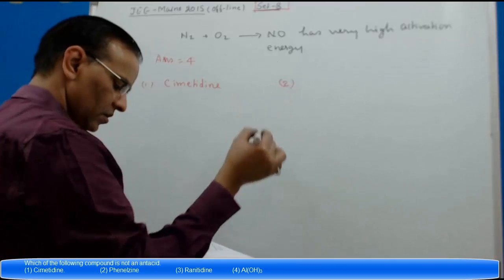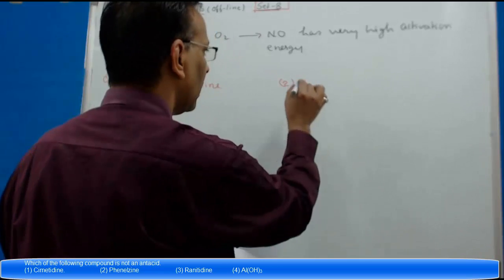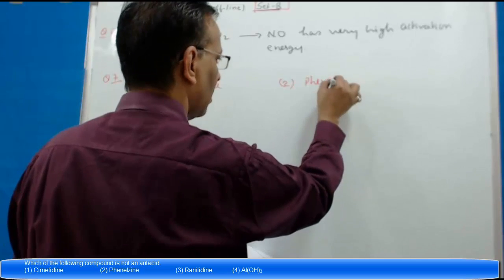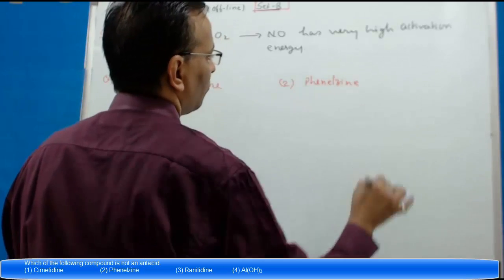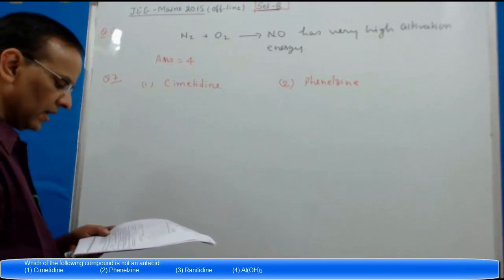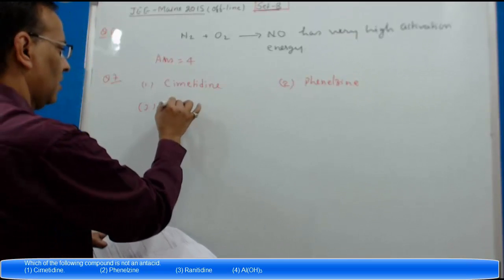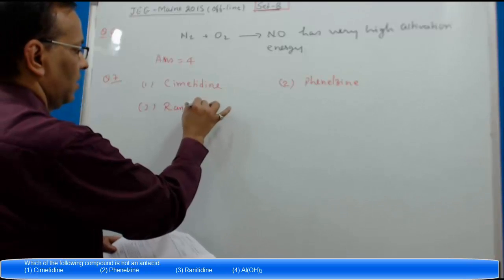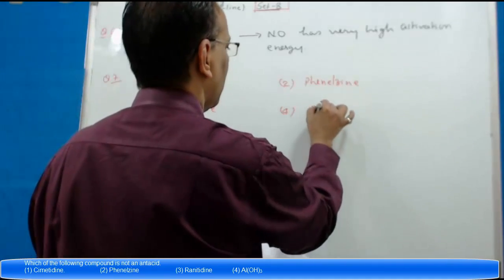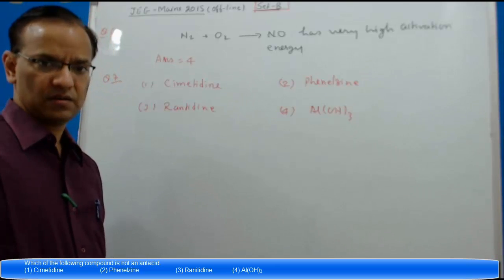Option 2 is phenelzine. Option 3 is the very common one, ranitidine. And option 4 is aluminum hydroxide. The question is which is not an antacid.